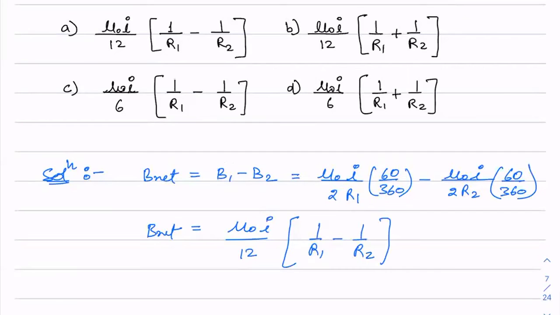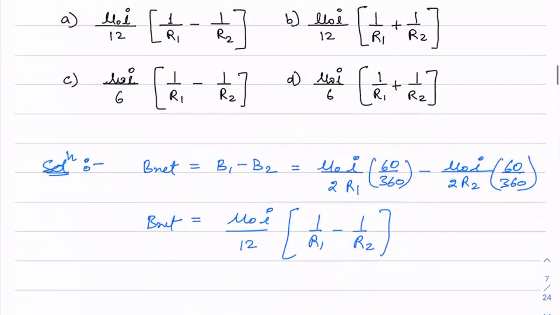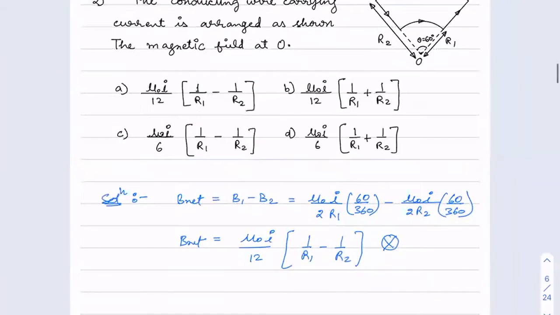And if you want to see the direction, it will correspond to R1. So the direction will be inward, cross. Is it okay? Did you understand this sum? I had missed the theta angle in this, okay?